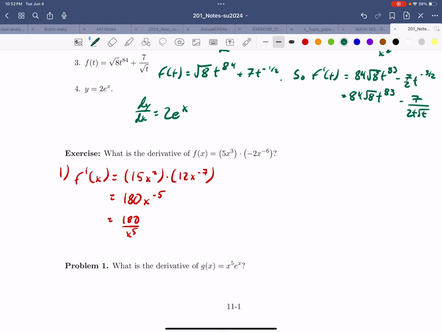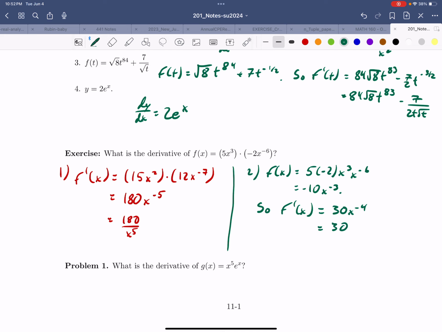So that's option 1. Option 2 is, well, I guess we could multiply this out, and we get negative 10 x to the negative 3, right? Just to be clear how I got that, I did 5 times negative 2 x cubed x to the negative 6, which winds up being negative 10 x to the negative 3. And so from there, f prime of x equals 30 x to the negative 4, or 30 over x to the 4th.